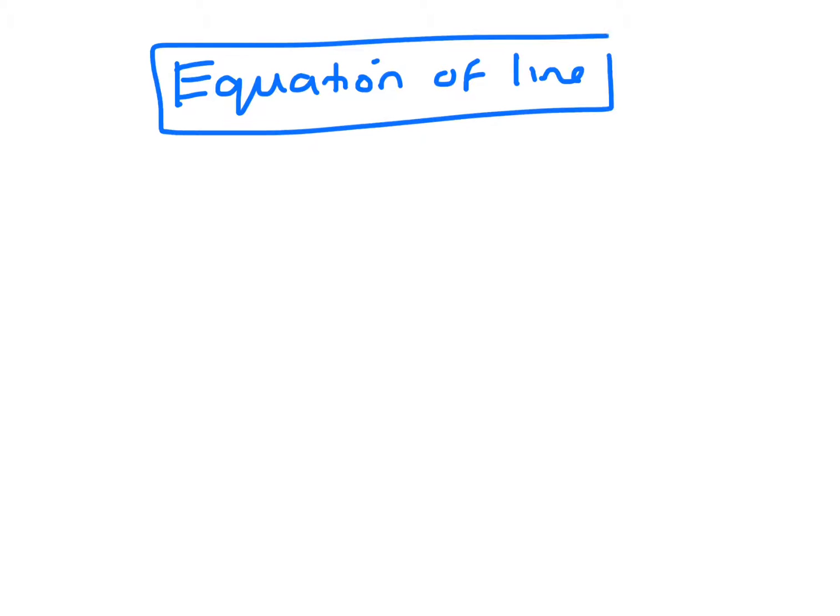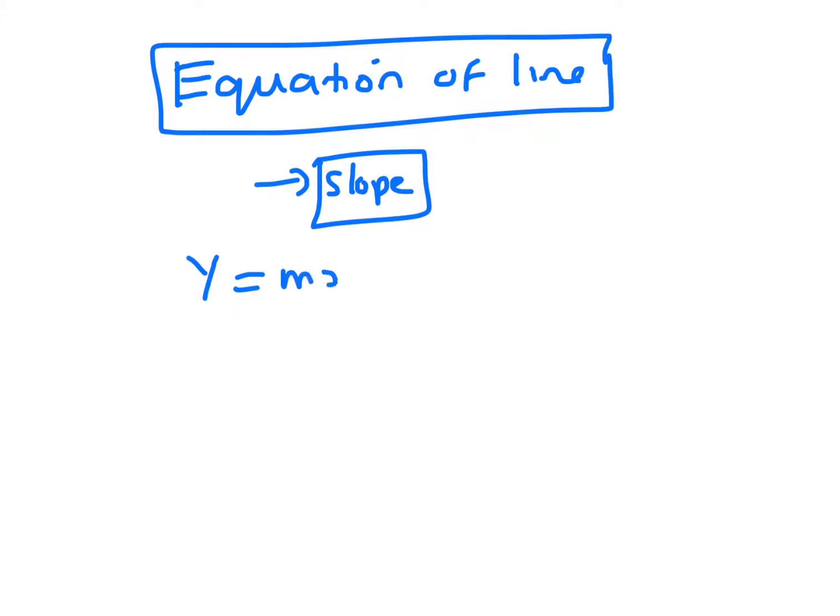Alright, so we're just going to look at the equation of a line. And we're looking at basically equations that have a slope. Now, there's a basic form that they take. So it's y equals mx plus b.